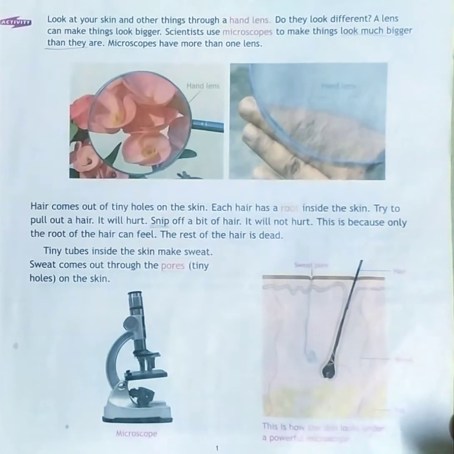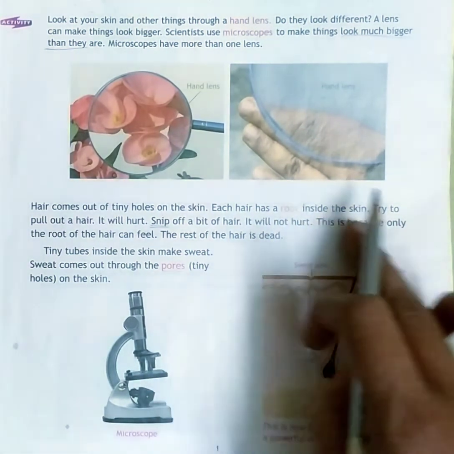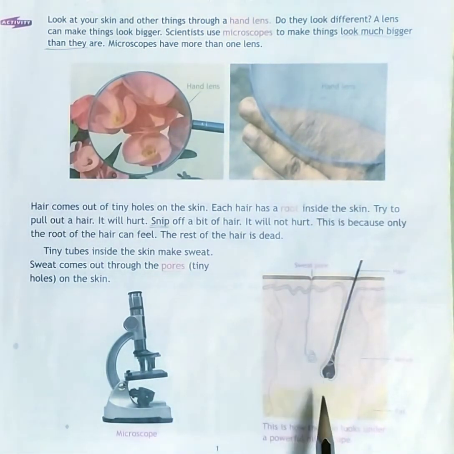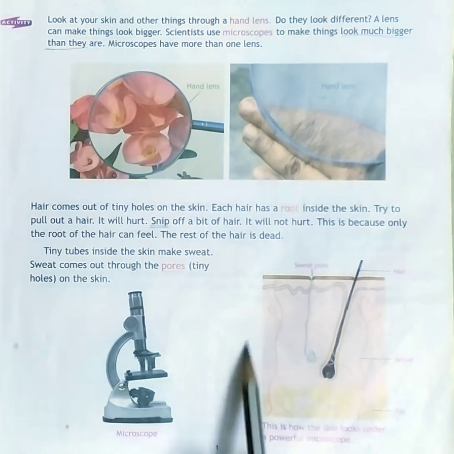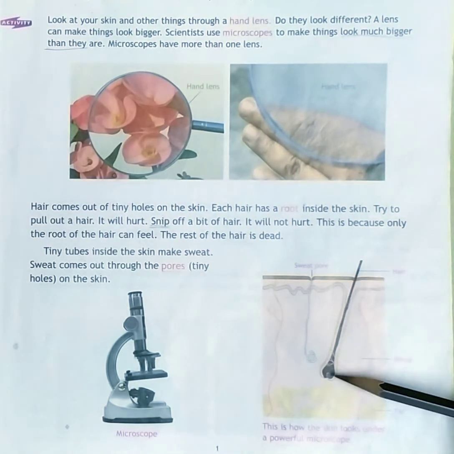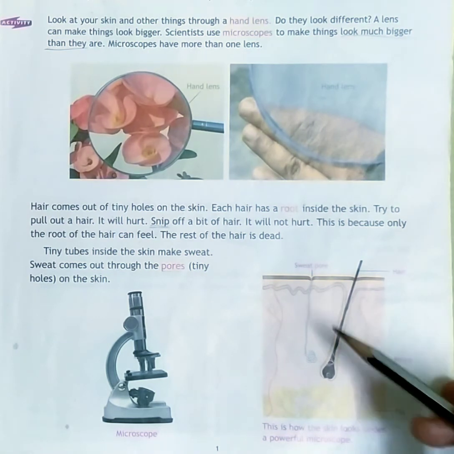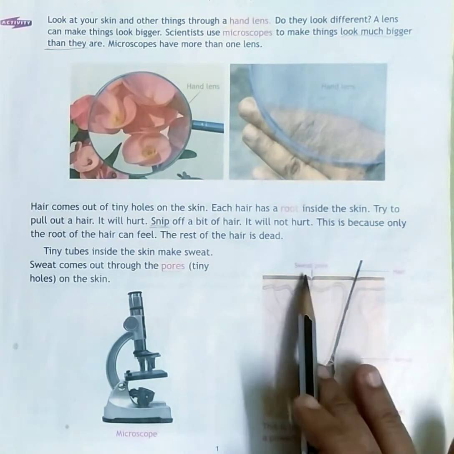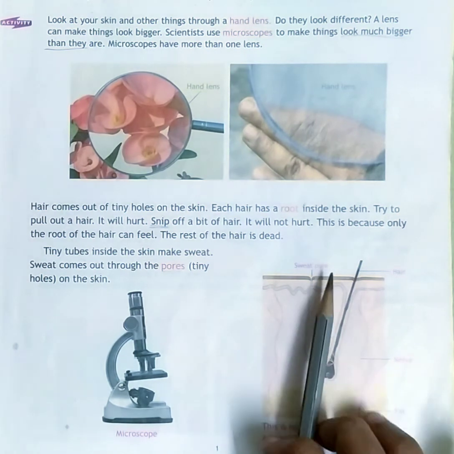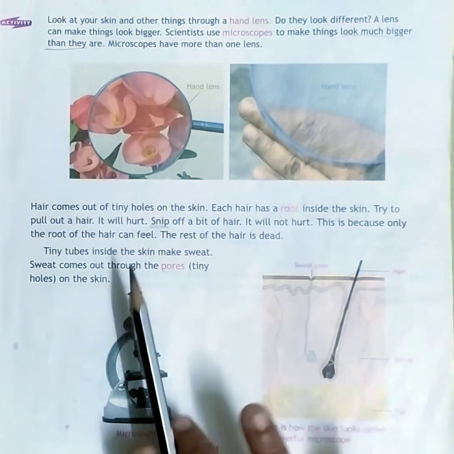You can look at the picture. This is how the skin looks under a powerful microscope. When you look through a microscope, the skin looks like this. This black one is called the hair, and this one is the nerves, and this is a sweat pore. Pores are nothing but tiny holes.